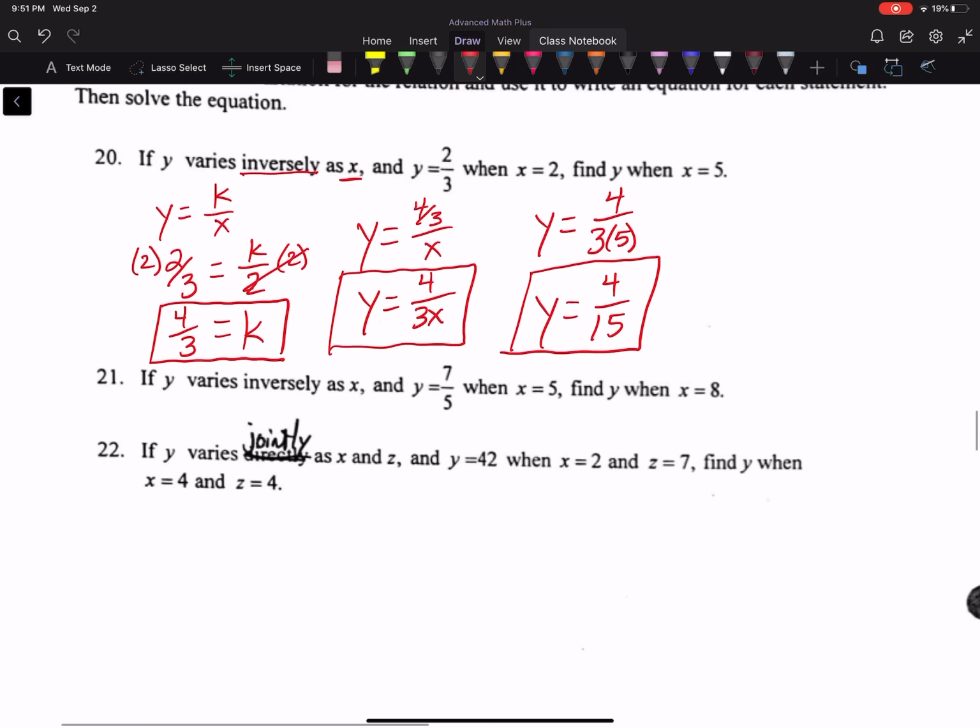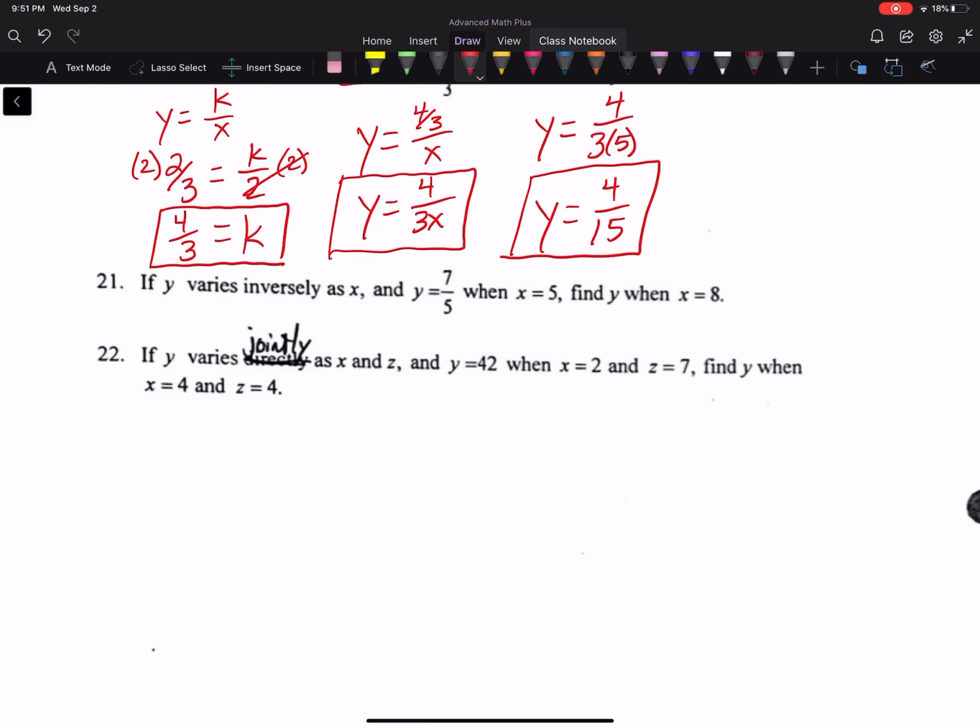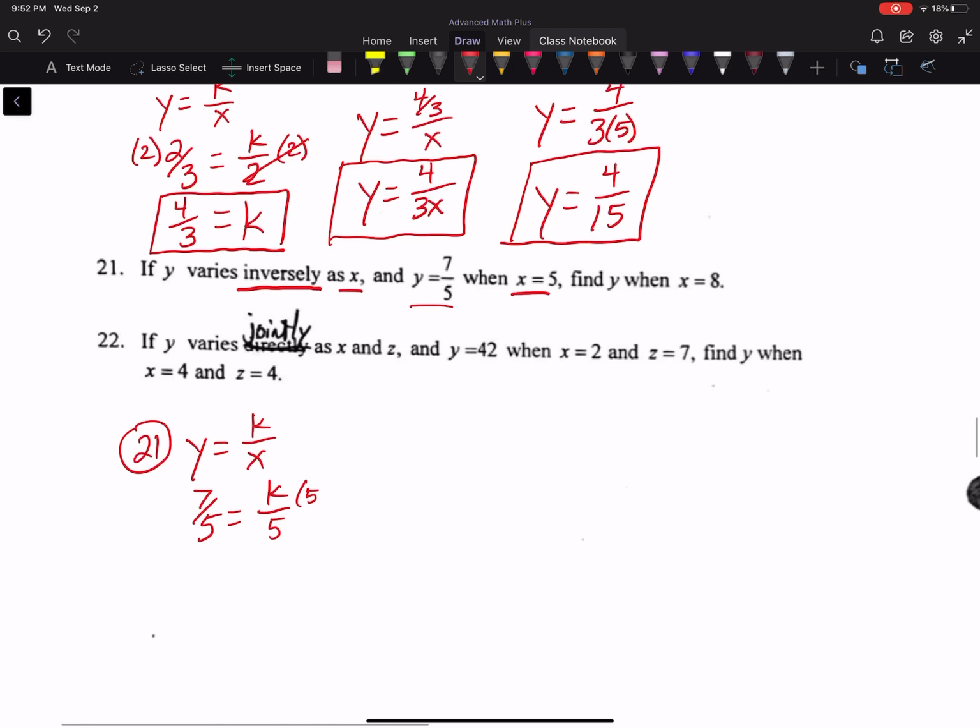21. Don't have a lot of room to do 21, so I'm going to do it down here. Again, we're varying inversely as x, so y equals k divided by x. Plug everything in. It says y is 7 over 5 equals k over, it says x is 5. Well, you just multiply both sides by 5 here. The 5's cancel, and you get k is 7.